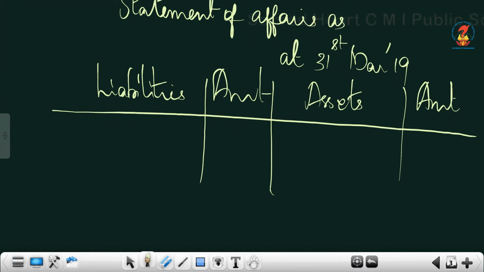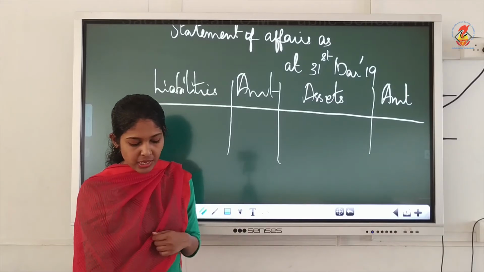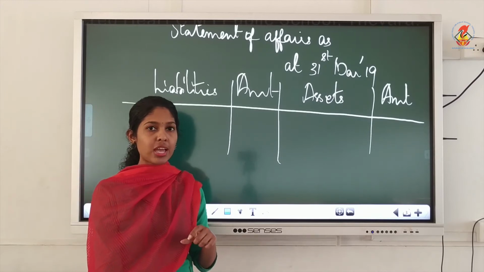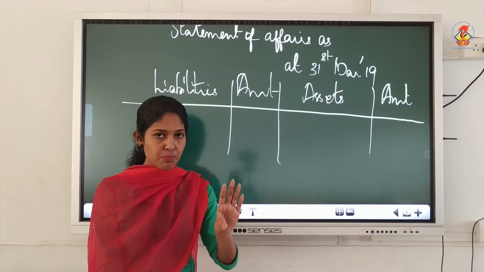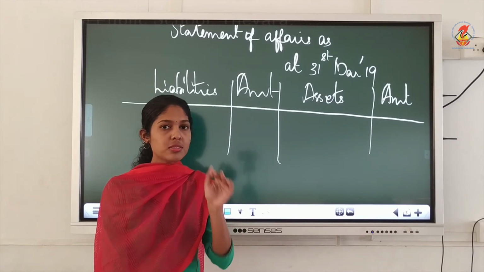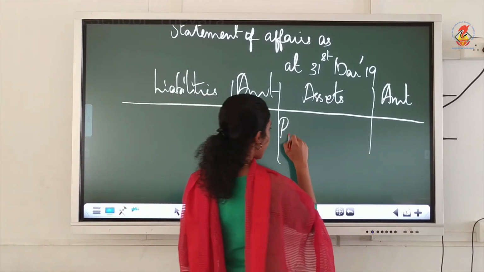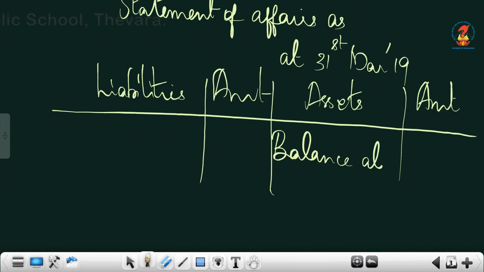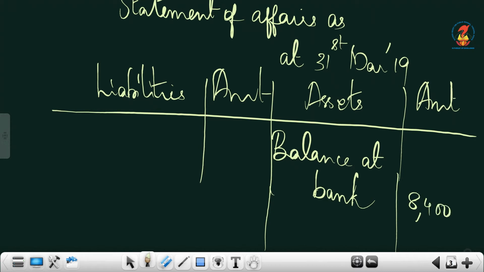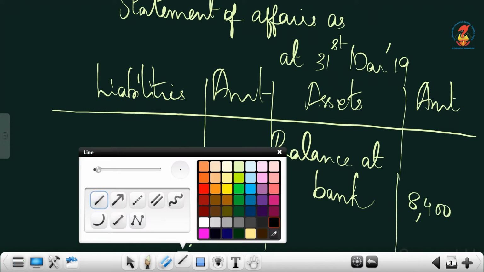So, this time we have to consider all the adjustments. The first one is balance at bank, but in the closing statement of affairs, balance at bank, nothing is mentioned. That means it is debit balance, which is an asset here, whereas in the opening statement of affairs, since it was mentioned as credit, you took it as liability. Here it is an asset, 8,400. Then stock in trade 30,000.